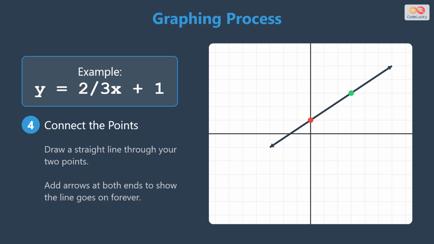Step 3 is simple. Just draw a straight line connecting your starting point and the new point you found. Make sure to extend the line in both directions and add arrows at the ends to show that the line goes on forever. And that is it, you have graphed the line.